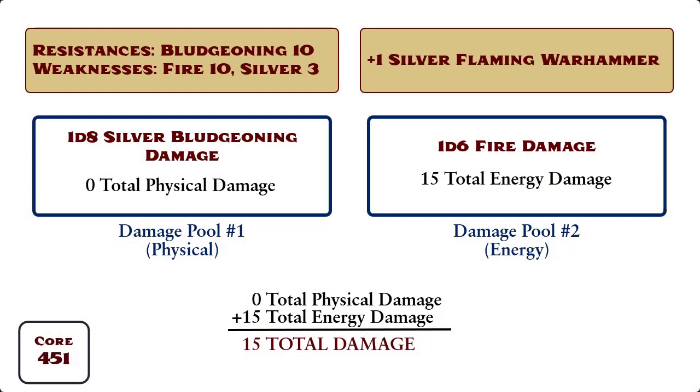The way we handle these calculations is we take the damage that is applied by that strike and we divide it into distinct pools, where each pool of damage is affected by resistances and weaknesses independent of all of the other pools of damage, and then at the end we total up whatever is left over, and that's the final amount of damage that's applied.